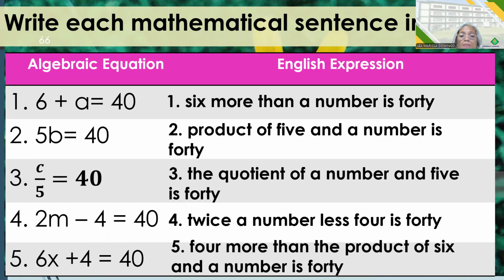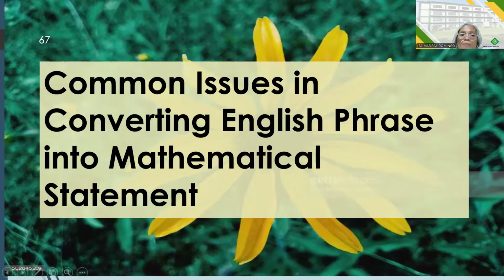And finally, 6x plus 4 is equal to 40. 4 more than the product of 6 and a number is 40. Here, the number is represented by the variable x. So 4 more than the product of 6 and a number x is 40.